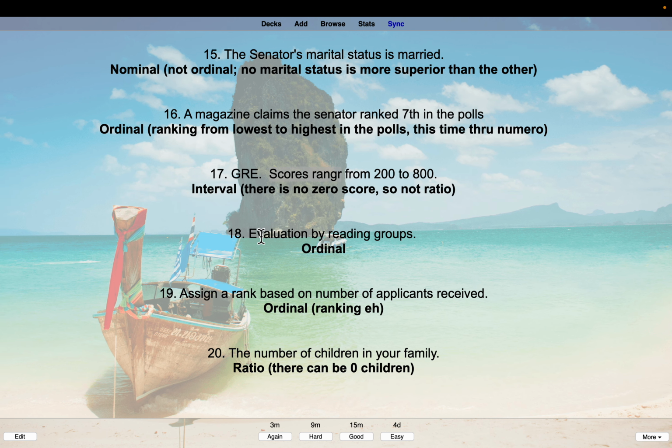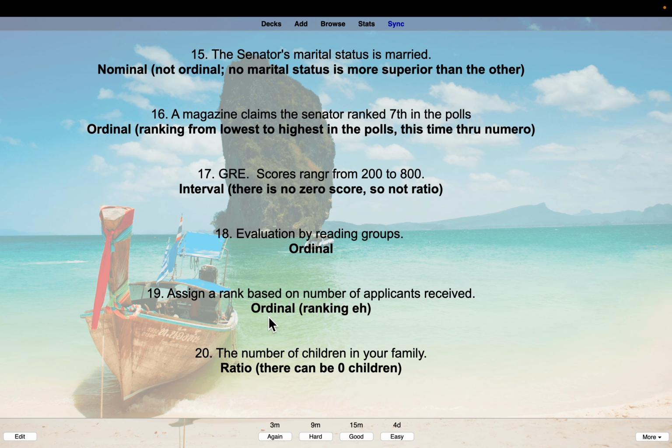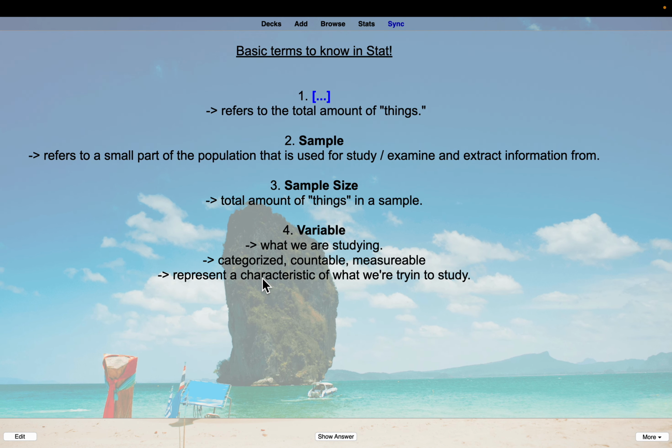Number 18, evaluation by reading groups. This is ordinal. I think there's a ranking in the context of this scenario. Number 19, assign a rank based on the number of applicants received. So there's a rank, so that's ordinal. Number 20, the number of children in your family, ratio. There can be a minimum of 0 children. Okay, we've been here already.